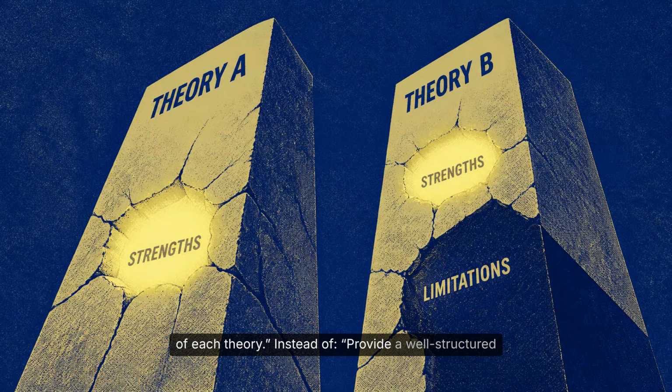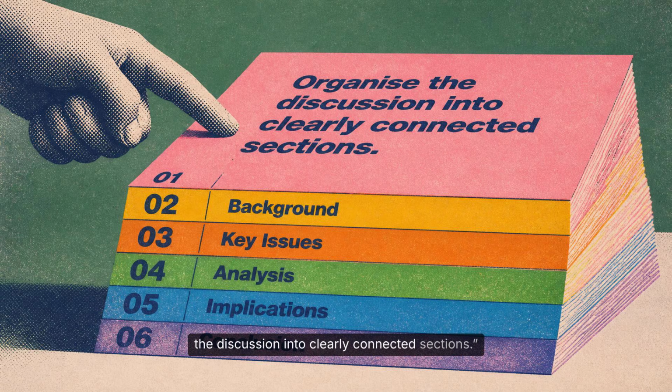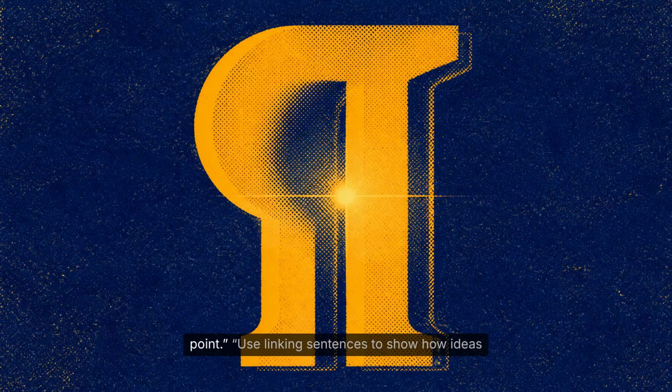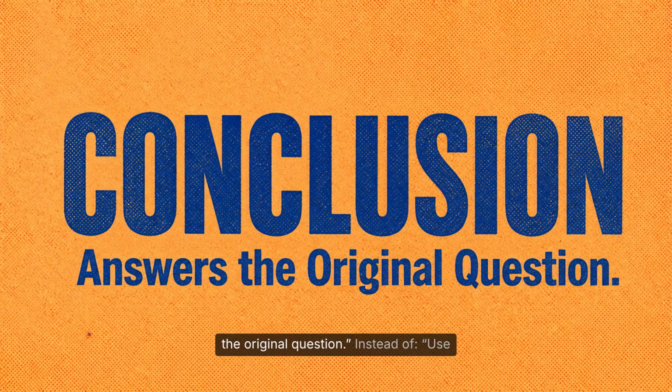Instead of, provide a well-structured assignment, we could write, introduce the main focus of the assignment. Organize the discussion into clearly connected sections. Use each paragraph to develop one main point. Use linking sentences to show how ideas are connected. End with a conclusion that answers the original question.